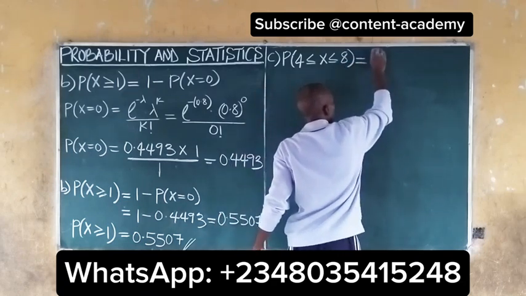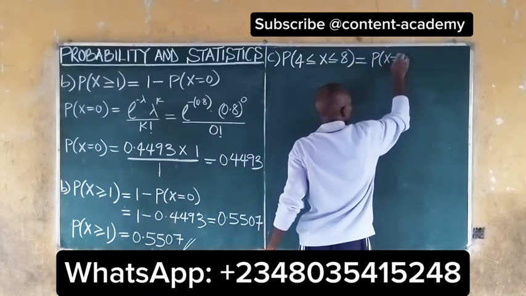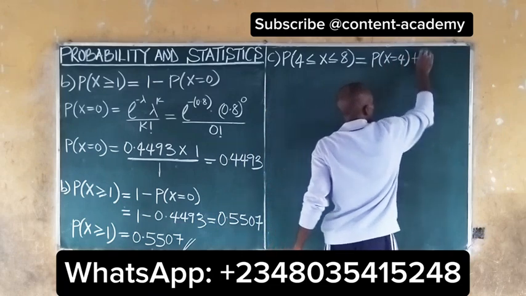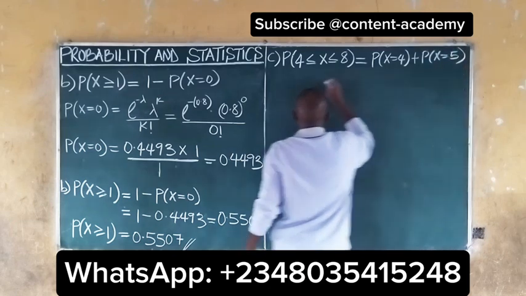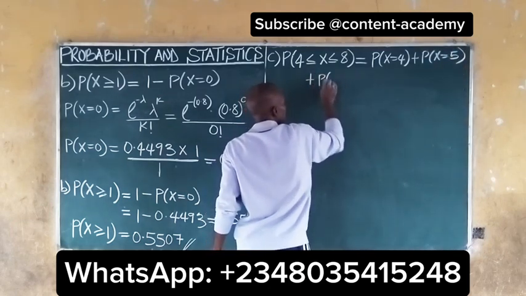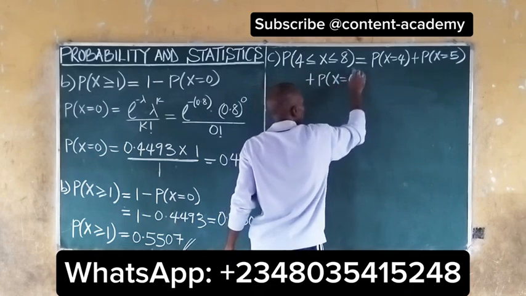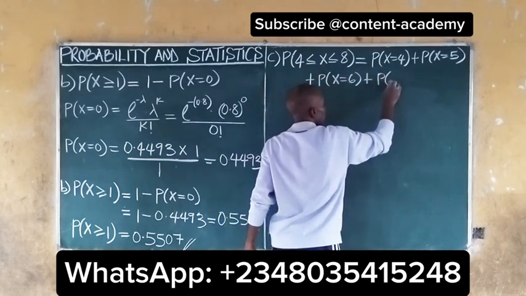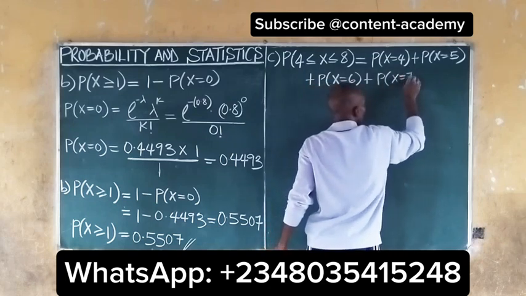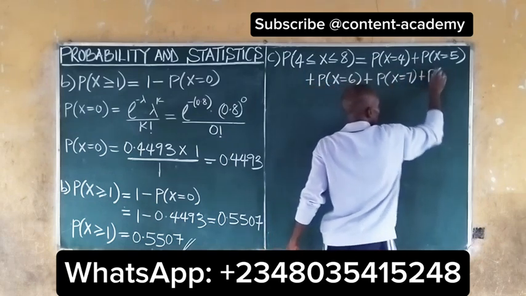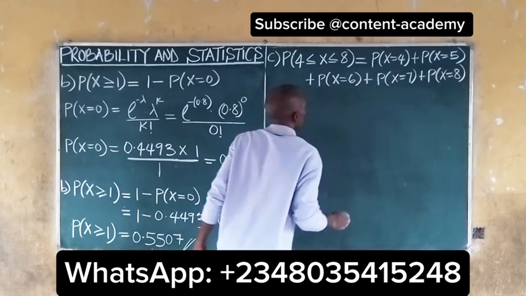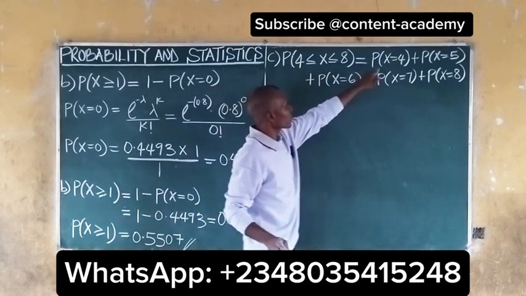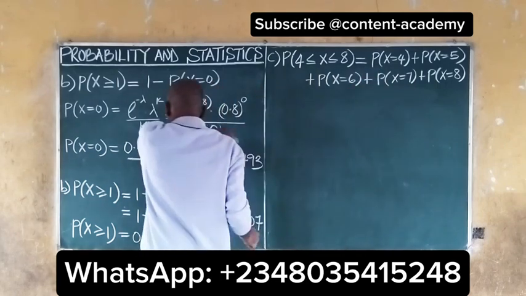It's the same thing as the probability that X is equal to 4 plus the probability that X is equal to 5 plus the probability that X is equal to 6 plus the probability that X is equal to 7 plus the probability that X is equal to 8. Now, we've already calculated for 4, which has been deleted.